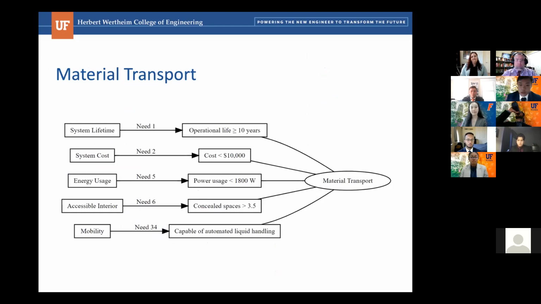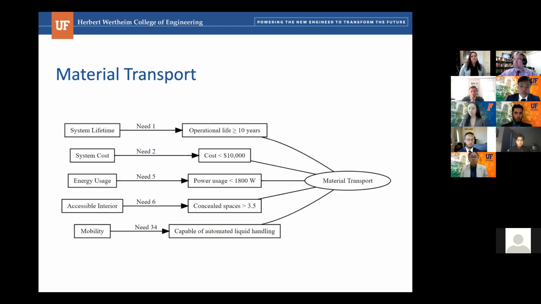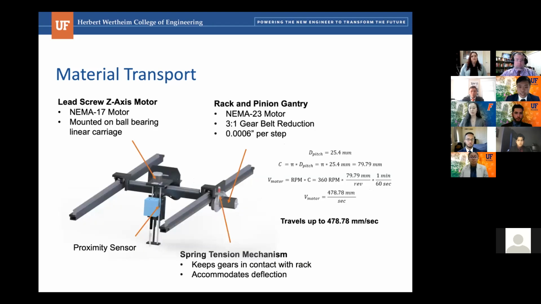Thanks, Gabby. So for our material transport subsystem, the main customer need that drove our design was that our system is capable of automated liquid handling. So we had to make sure that our material transport system was able to hold the cap remover and our liquid dispensing system. And to maneuver both our liquid dispensing and our cap remover, we utilize a 3D gantry system, as this has been commonly seen in other applications like CNC machines and 3D printing.